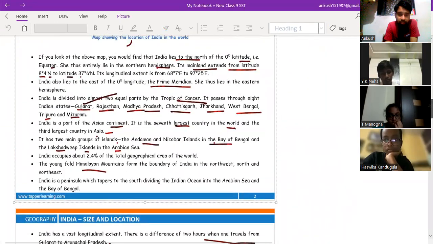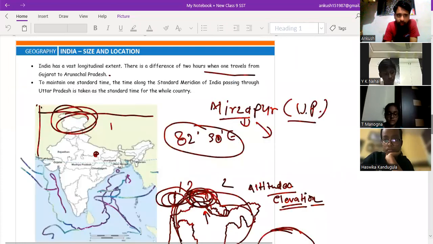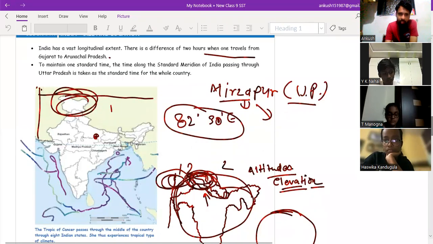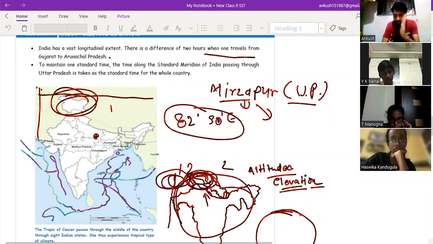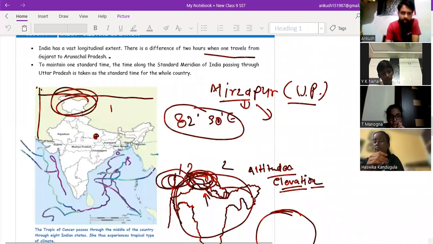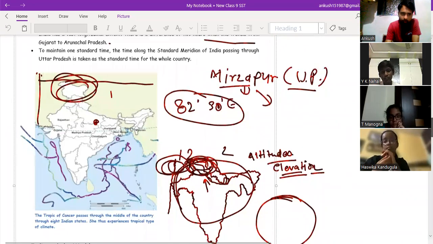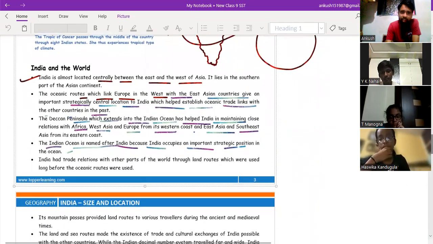After that we saw the specific location of India and its size as well, how far it is stretched, right from north to south and west to east. See the direction: always say north to south and west to east, not east to west. We always take west to east. After that, India and the world.